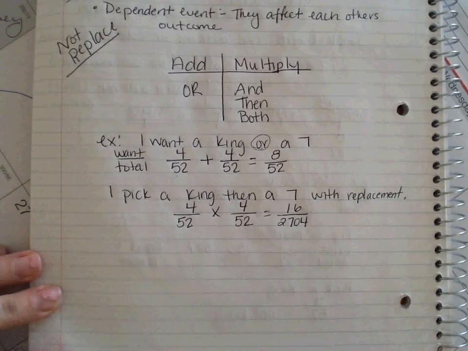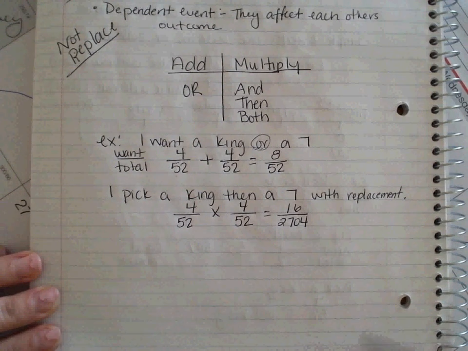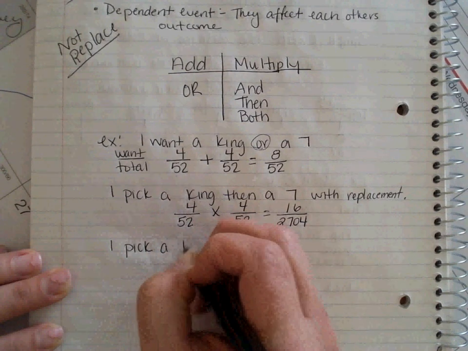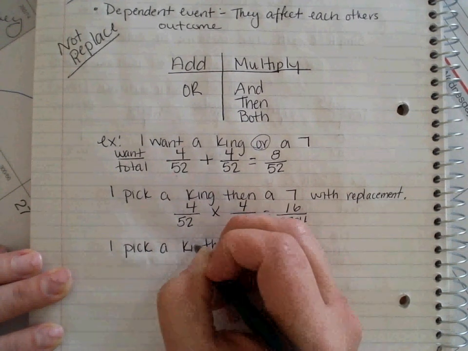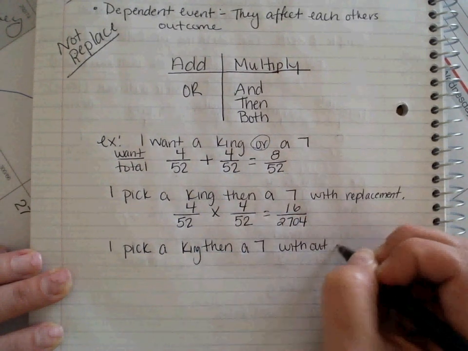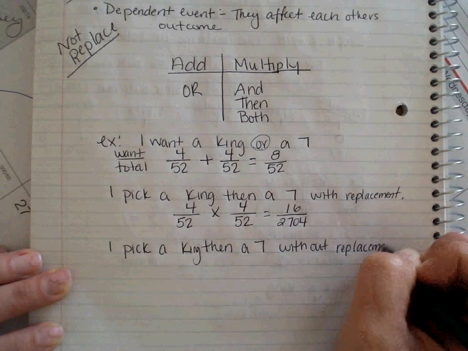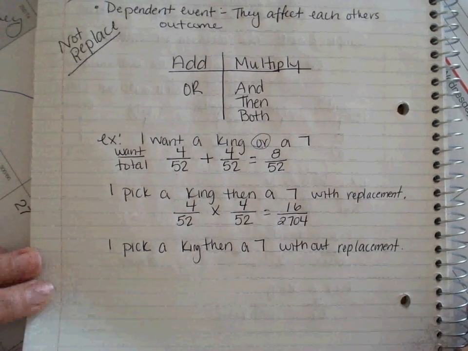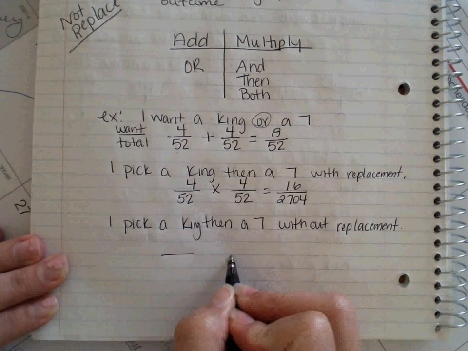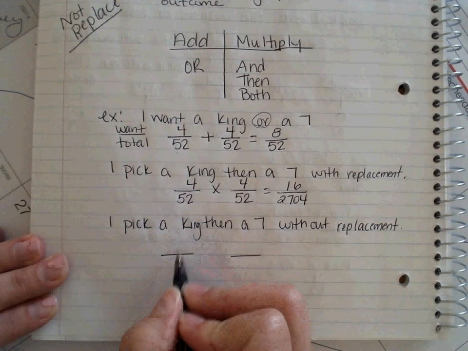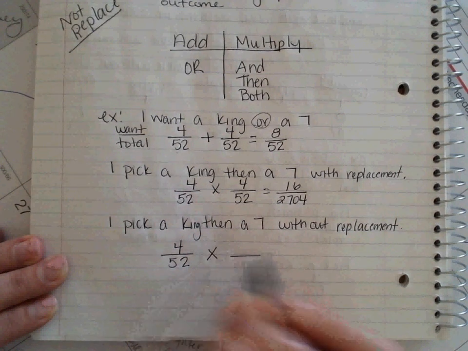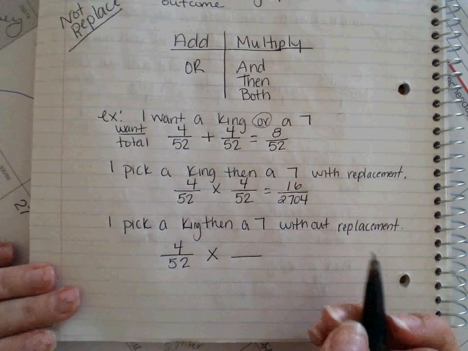One last one that I want to put into our notes is, what if I pick a king, then a 7, without replacement. So I pick a king and then I pick a 7. I have 2 different things occurring. I pick a king, there are 4 out of a total 52. I have the word then, so I'm going to multiply because of that word then.